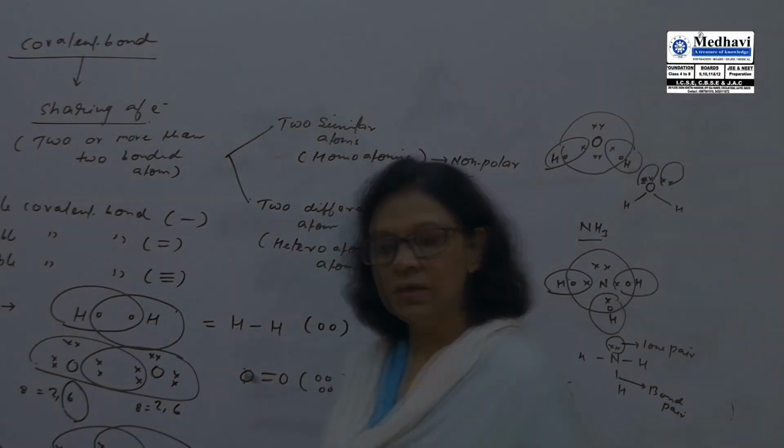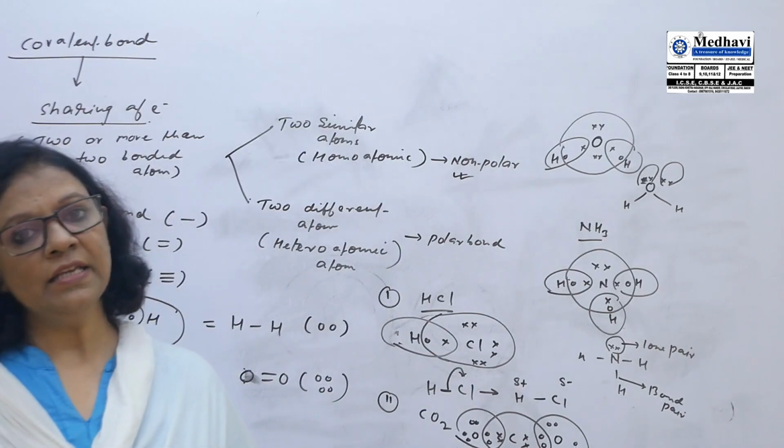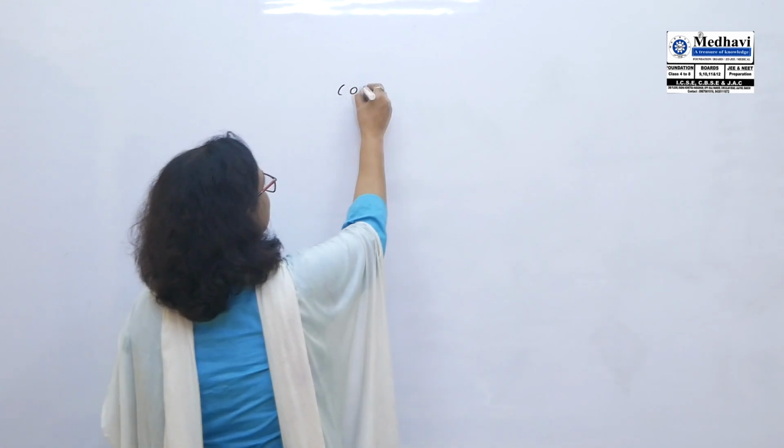So we will now discuss the third type of covalent bond, the coordinate bond.